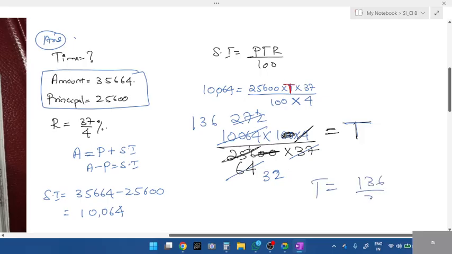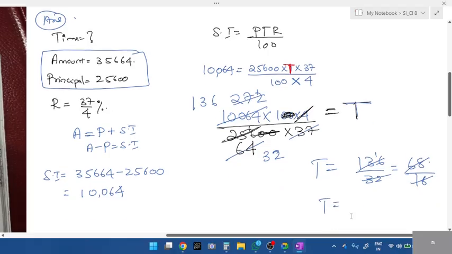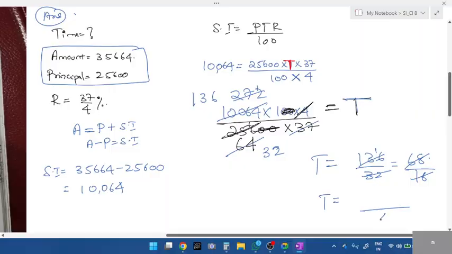So 136 divided by 32. Reduce it again using the 2 times table, students. 68. I'll use the 4 times table. 4 fours are 16. 4 ones are 4. 4 sevens are... Is it 17 by 4? All of you got 17 by 4.